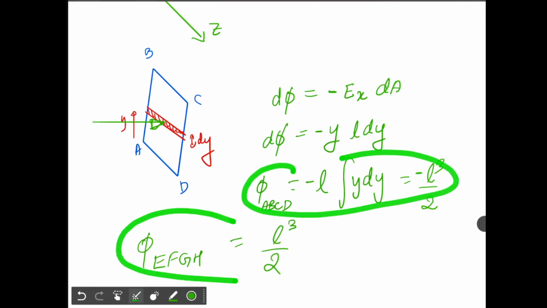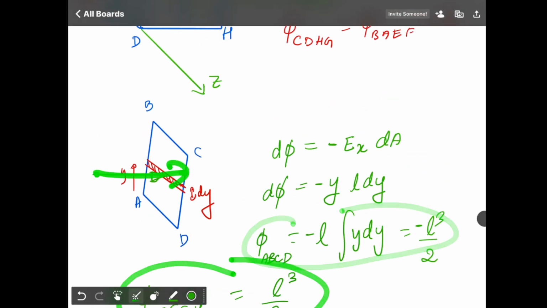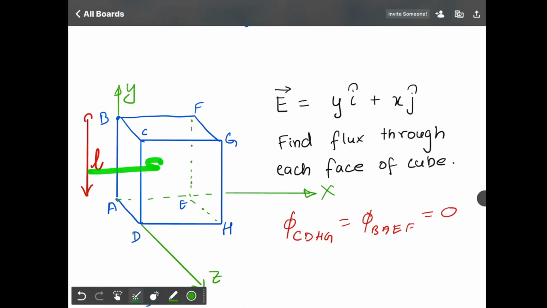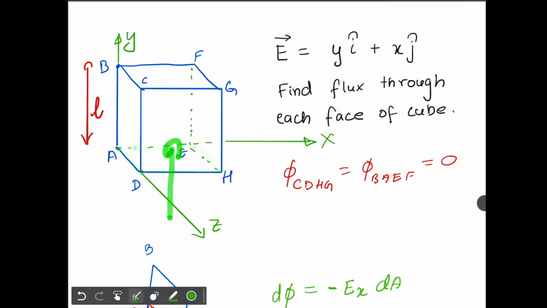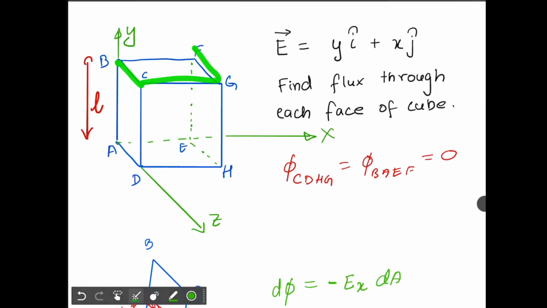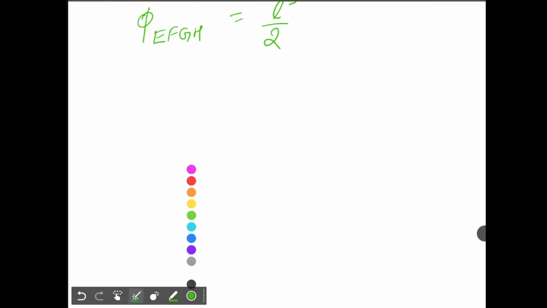This will be negative, this will be positive. Here field is going into the plane, going inwards, negative flux. Here field is coming outwards, so positive flux. Same over here also. For BCGF, field is coming outwards, so positive flux. While for ADHE, field is going into the box, so negative flux. So let's find through BCFG first. Okay, so here we draw the face. So BCFG.